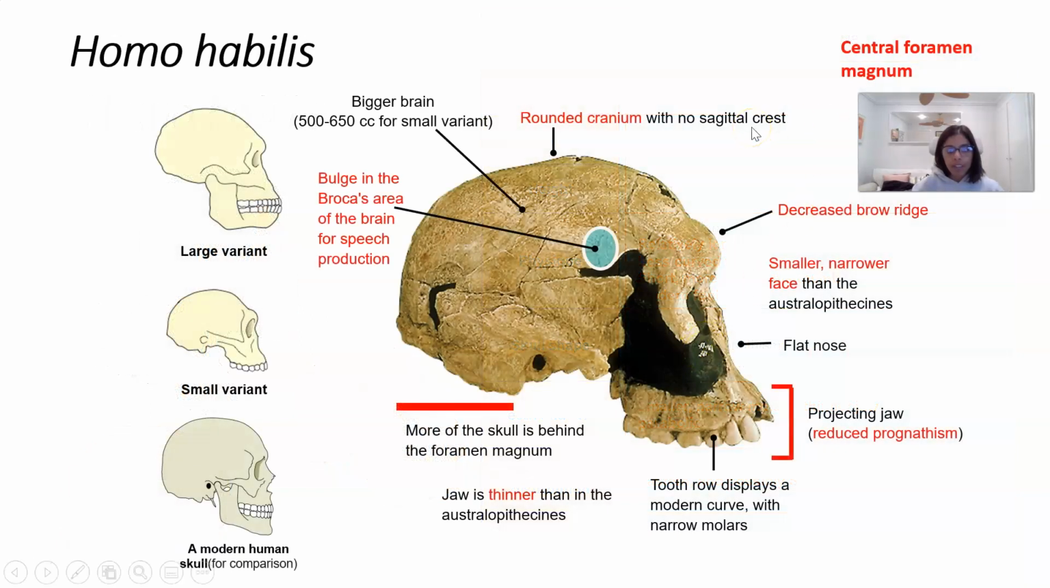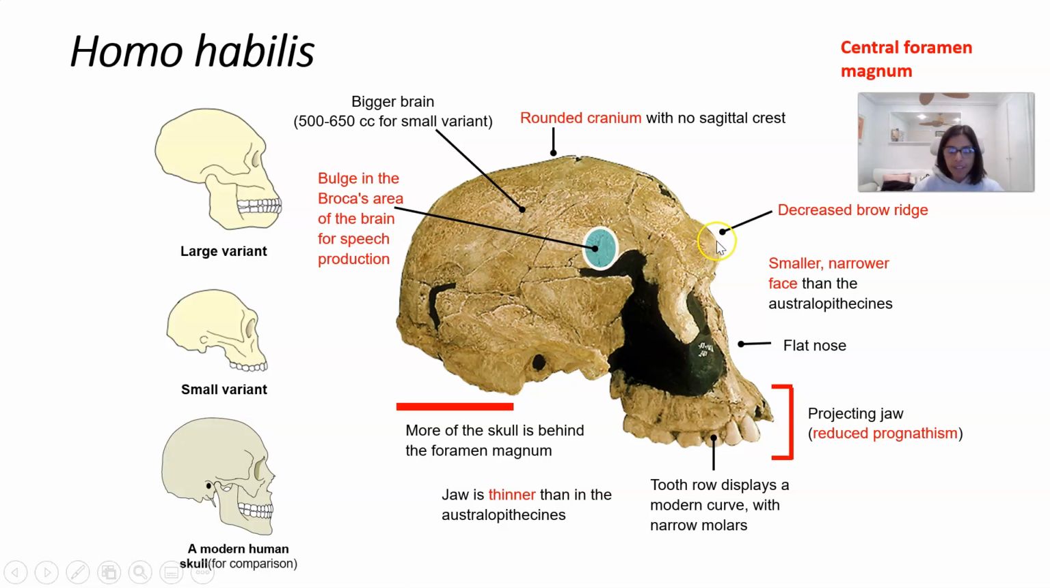Now, if we look at the skull of Homo habilis, we can see that although there was a smaller and a large variant, we're starting to get into the territory where it's more familiar to what we would expect in a human skull. We've got this rounded cranium and there's no sagittal crest, so that suggests that the jaw wasn't as massive. If we think about Paranthropus robustus, they had that very prominent sagittal crest and the massive jaw structure to go with it. The brow ridge is becoming decreased.